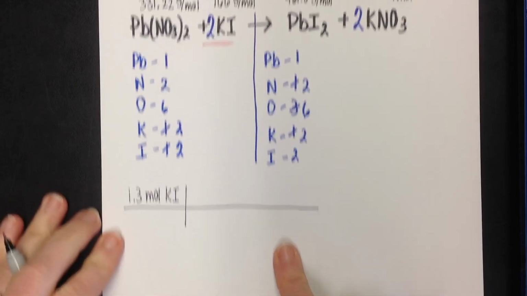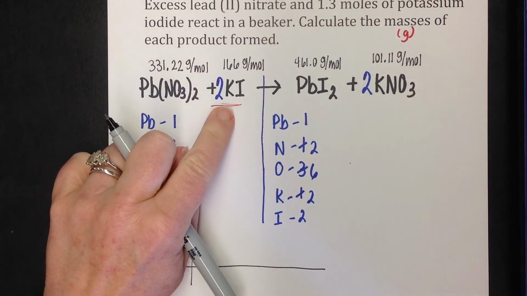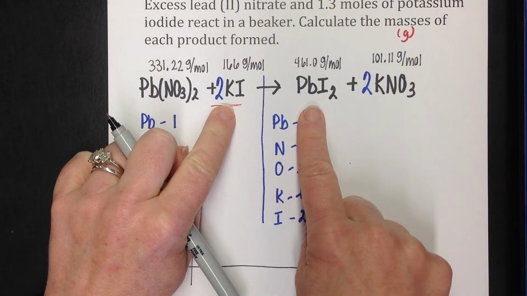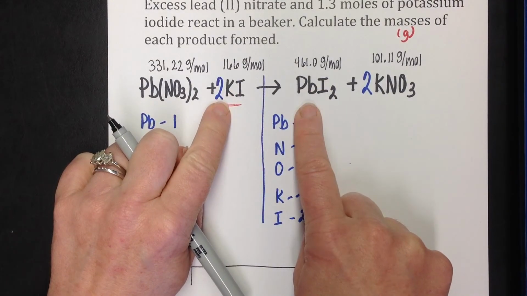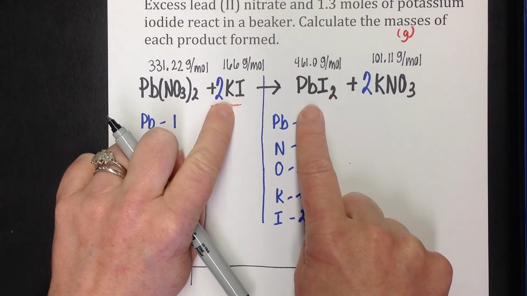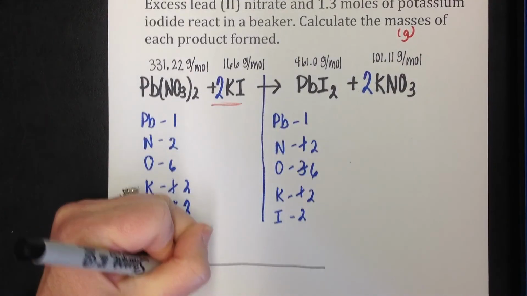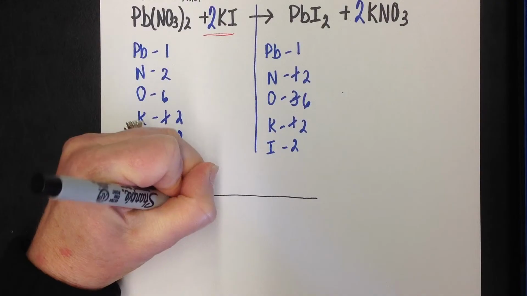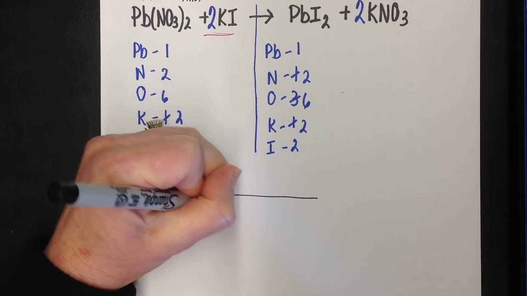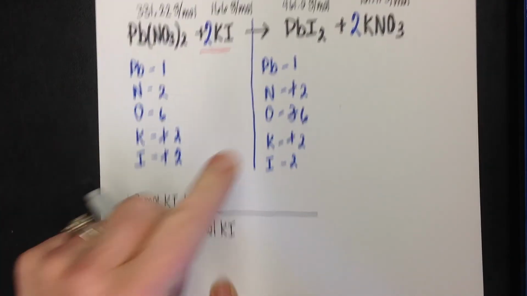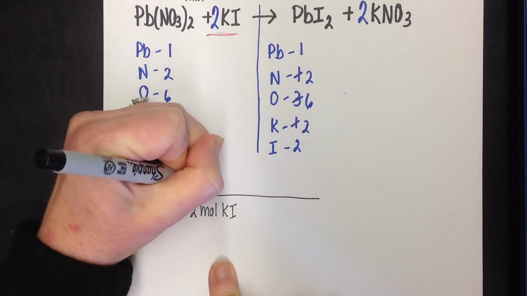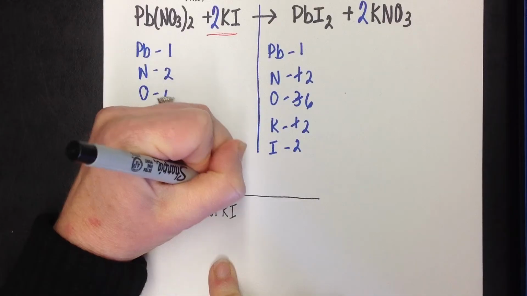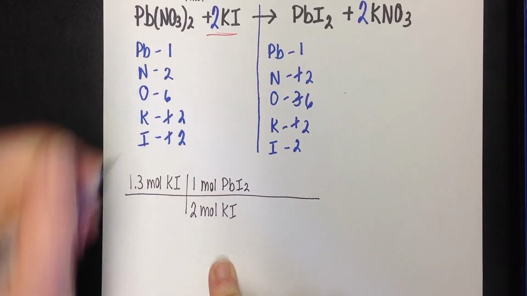And this first mole-to-mole ratio is going to be between potassium iodide and lead 2 iodide because this is the first one I'm solving for. It's a 2 to 1 ratio, what they gave me to what they want. So on the bottom, I'm going to have the 2 moles of potassium iodide to 1 mole, because that's an understood 1 mole of lead 2 iodide.